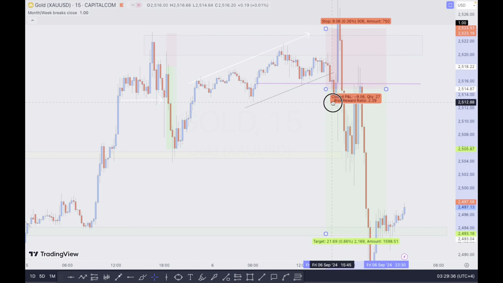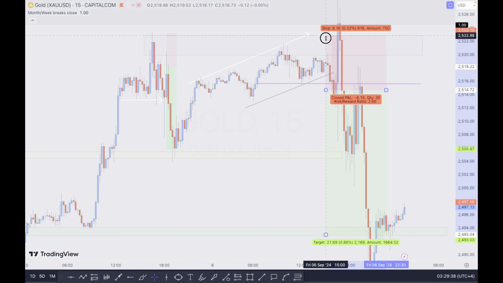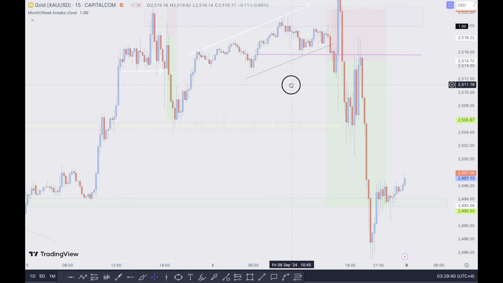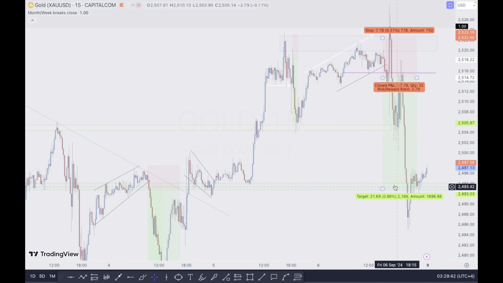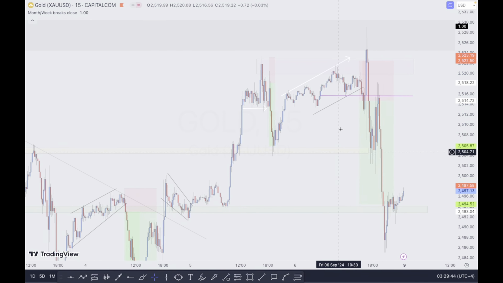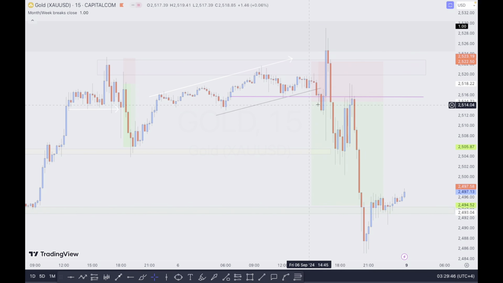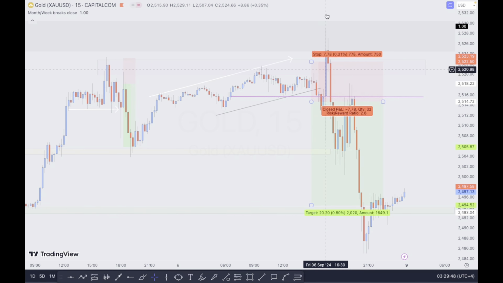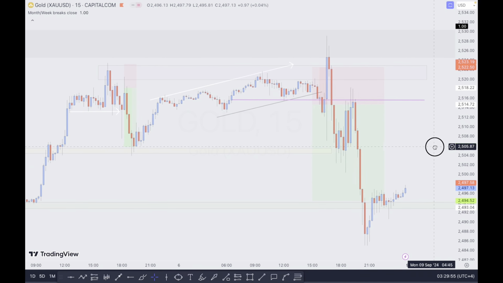Exactly when this low got broken, this was my entry. My stop loss was above this level, and my TP was way down here. This was my TP. But you can see when NFP came in, price just reversed, went up, smashed my stop loss, and then came down to finish the trade, right?